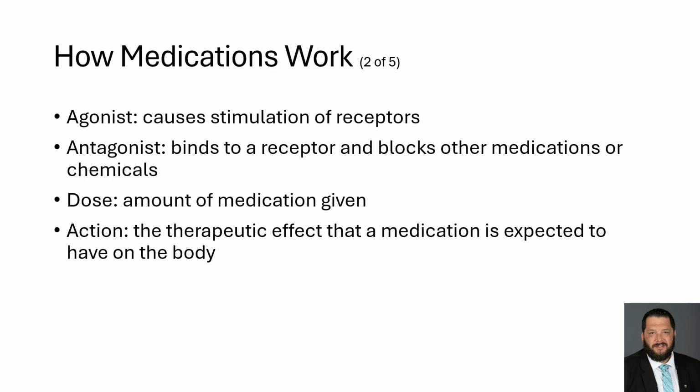Regarding how medications work, an agonist medication causes a direct stimulation of the receptor. An antagonist binds to a receptor and blocks other medications or chemicals from acting on that receptor itself. It's important to differentiate these two types of medications because it will ultimately affect how we measure the impact of the medication that we've delivered. So again, an agonist directly stimulates a receptor, while an antagonist blocks that receptor from being stimulated.